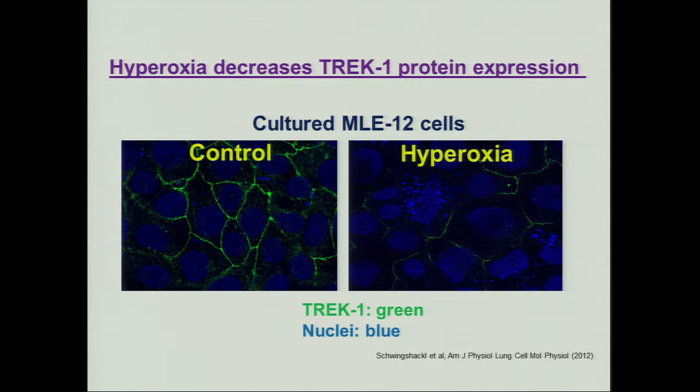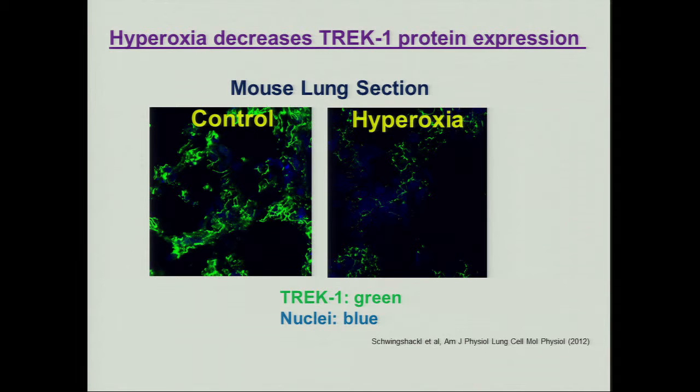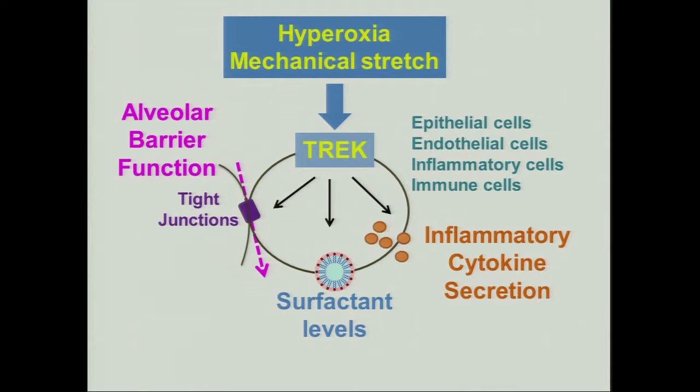Now we wanted to know, well, does this happen in the animal as well? So we exposed live mice to hyperoxia for 48 hours, cut the lungs out, stained again for the TREK channel in green here, and we found the same thing we found in the cell cultures. In slices of control mice that were only sitting there at room air, we see a lot of TREK staining throughout the lung. These black holes are alveolar spaces. And in the mice exposed to hyperoxia for 48 hours, we see a substantial decrease in TREK staining. So it's true in cell culture, it's true in the mouse as well.